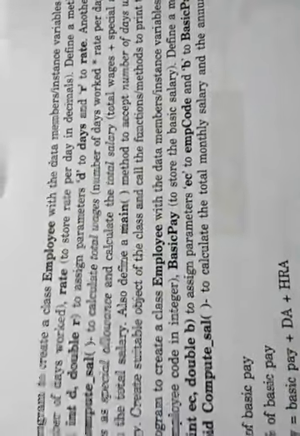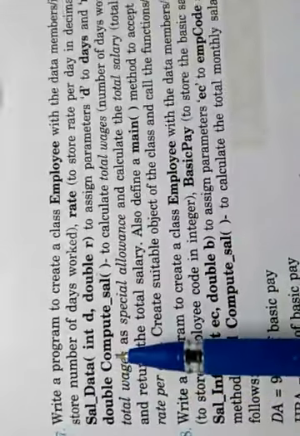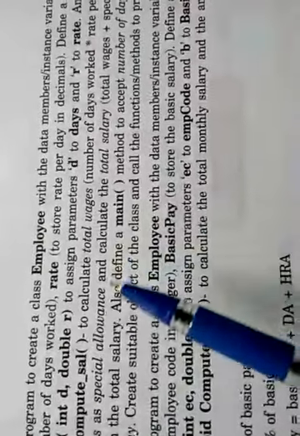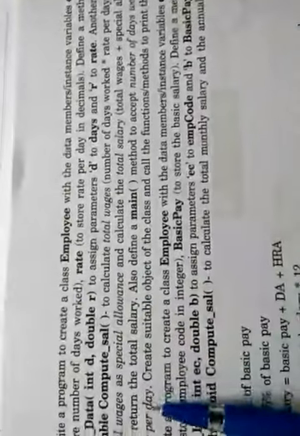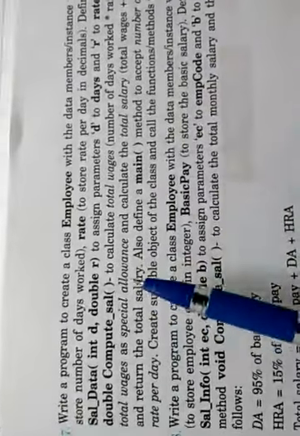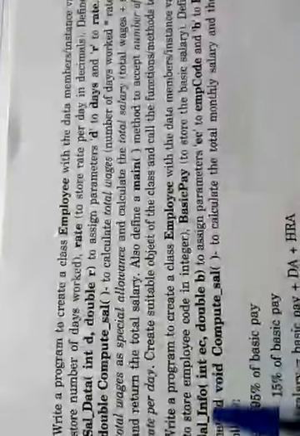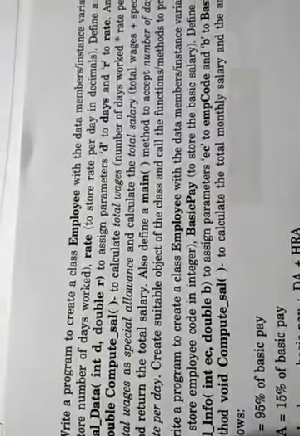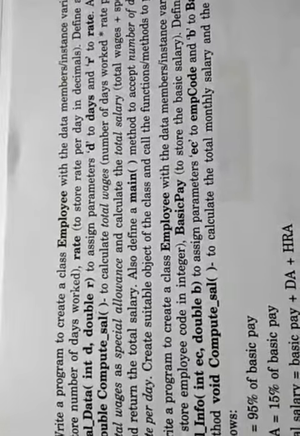Another method we have to make here is double compute salary, which will calculate the total wages. The formula is given in the question: number of days into rate per day, and 15% of the total wages will be special allowances. Calculate the total salary, and write another function main in which we have to call all the above functions and display all the values with a suitable message.